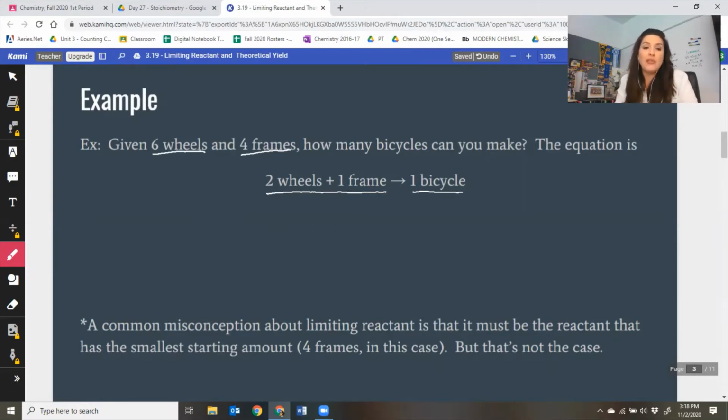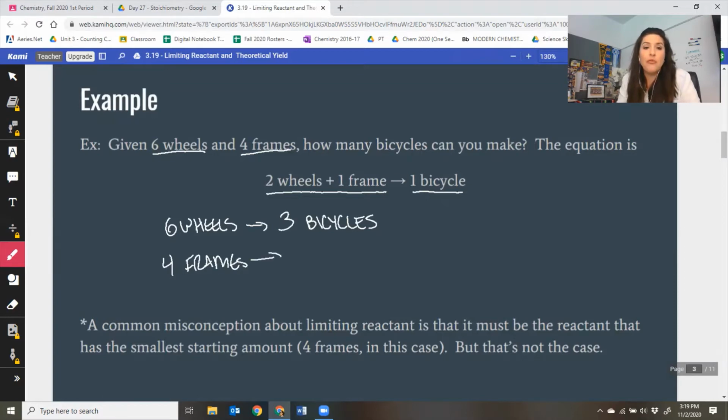So if I have 6 wheels and it takes 2 wheels to make a bicycle, I can intuitively decide that I can make 3 bicycles with those 6 wheels. And with my 4 frames, I can make up to 4 bicycles. Only one of these can I actually make. So the limiting reactant and the theoretical yield are tied into one another.